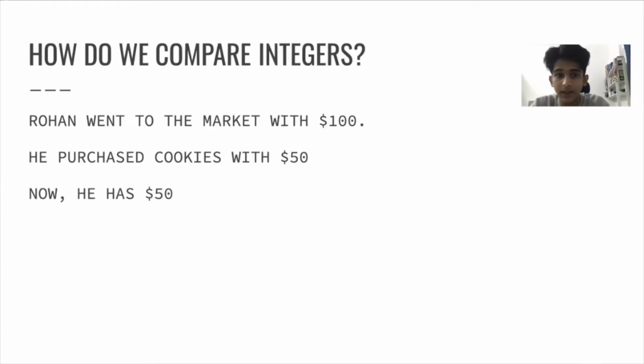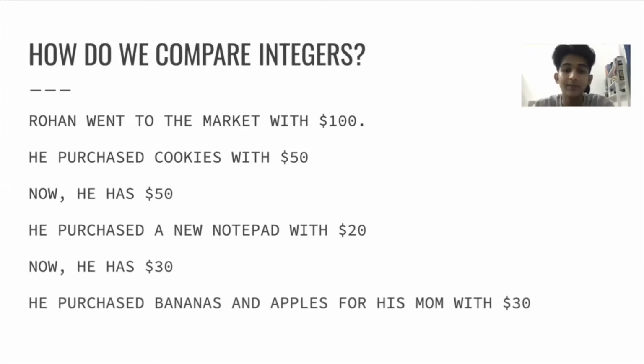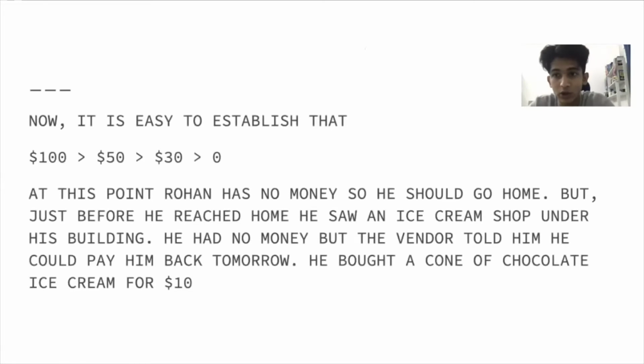He spent half of his money, and he has $50 left. Then he went to the stationery shop and bought a notepad for $20. So now he has $30 left. Finally, he purchased bananas and apples for his mom with $30. So now what he has left is zero. He has no more money left. So now we've established that $100 is more than $50, which is more than $30, which is more than zero.